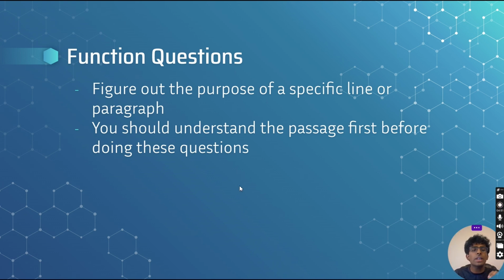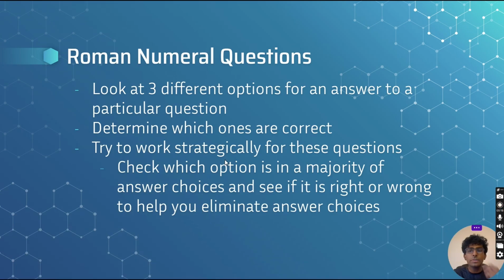All right, function questions. This is the purpose of a specific line or paragraph. It's a step up from the detail questions. You should understand the passage first before doing these questions. These should probably be the questions you do after your specific line reference and detail questions, because once you understand what's going on in the passage, you'll be able to understand why the author put a specific phrase or the meaning of a specific line after you understand what exactly is going on with passage flow.